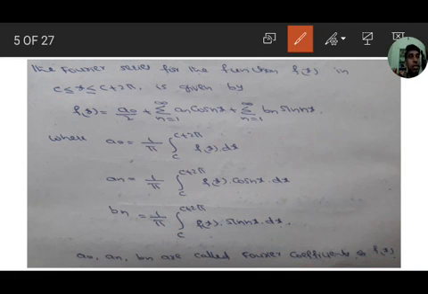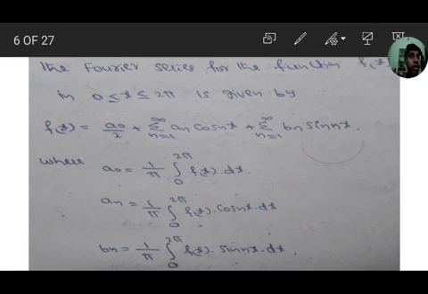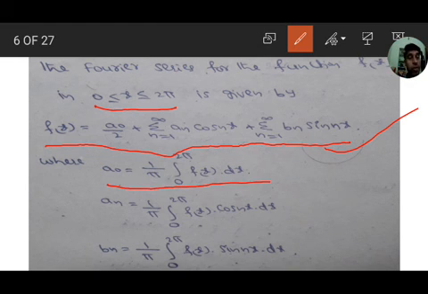Next, the Fourier series for the function f of x in 0 less than or equal to x less than or equal to 2 pi, length is 2 pi, is given by f of x equal to a naught by 2 plus sigma n equal to 1 to infinity a n cos nx plus sigma n equal to 1 to infinity b n sin nx, where a naught equal to 1 by pi into integration 0 to 2 pi f of x dx. These limits will be changed.